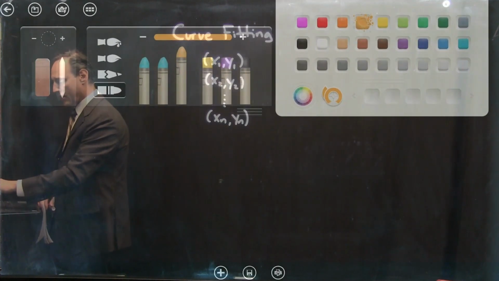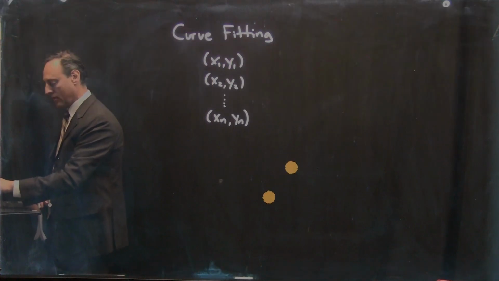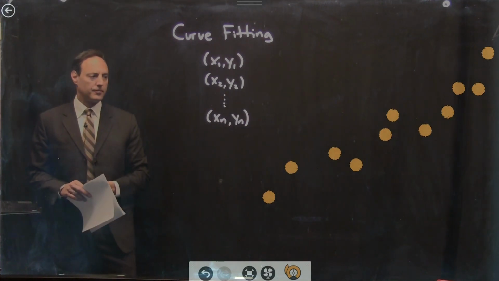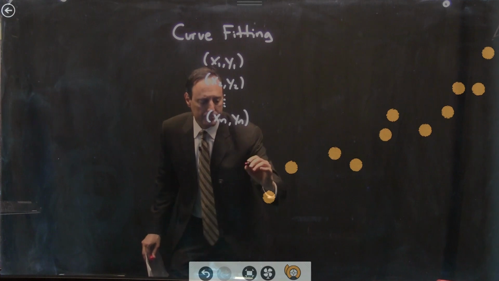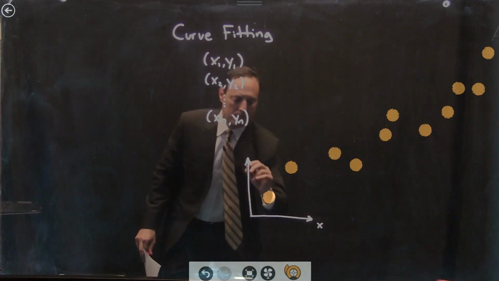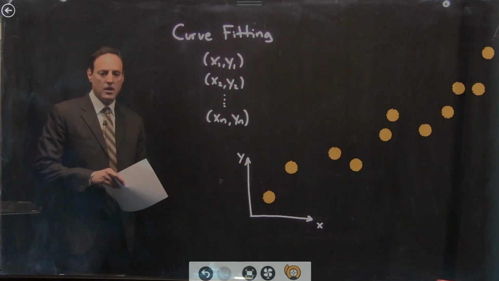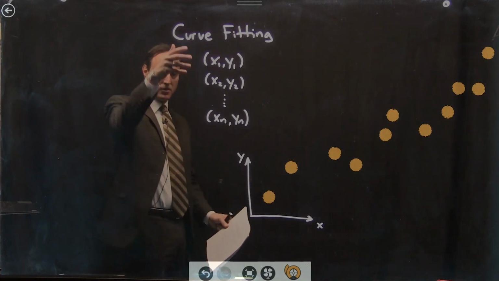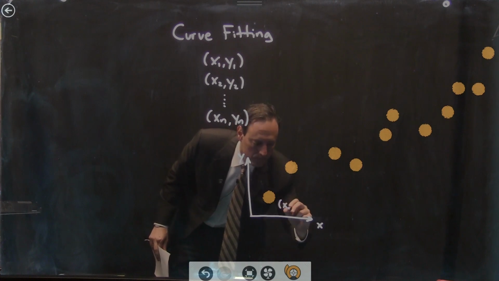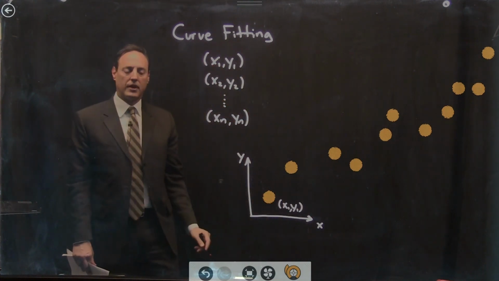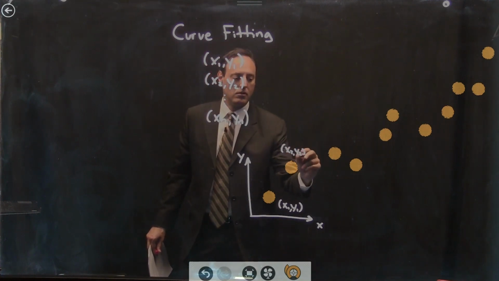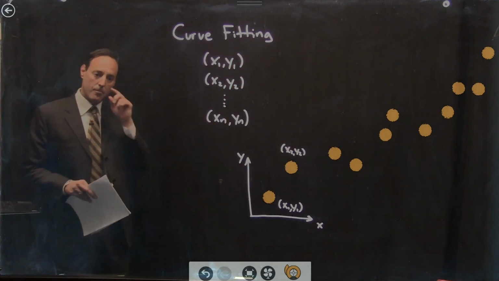So I want to think about that as being my data set here. Okay? So I might have some set of coordinates, x and y. And each one of these dots represents one of these points. Okay, so for instance, x1, y1 would be this first point down here. This point right here is x2, y2, and so forth. Okay, all the way up through the n points.